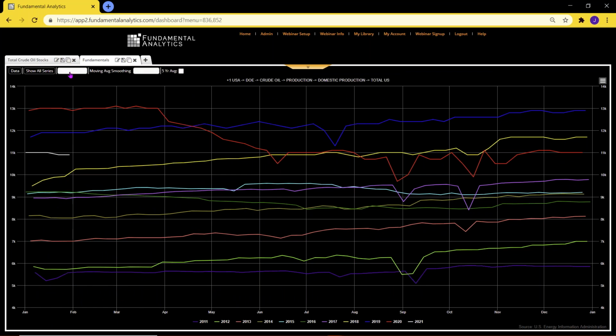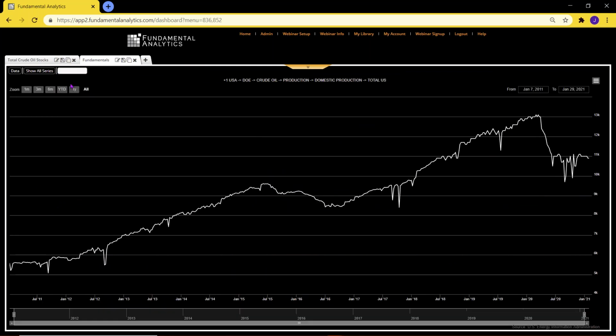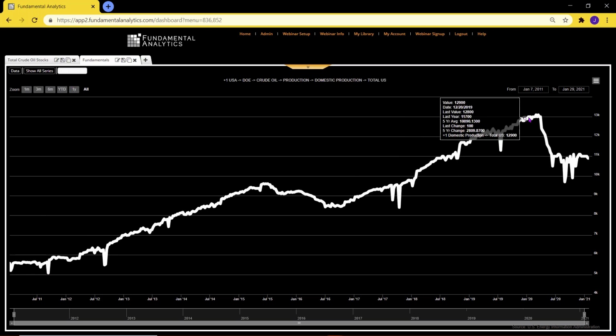Now again, I would prefer to see it as a time series. The default is a year-on-year overlay. And this is, again, the U.S. domestic production of crude oil. And we see that it had peaked here back in, where was this? Early 2020 at 13 million barrels a day in production. This has to do with the increase in fracking and other sources of crude oil.